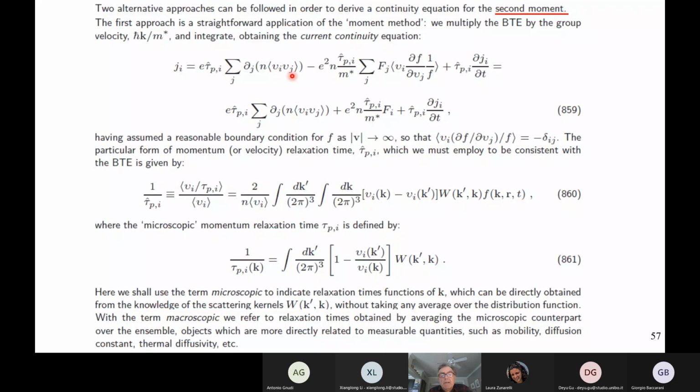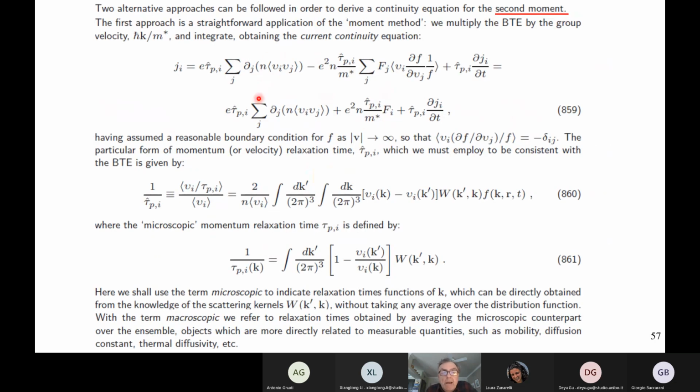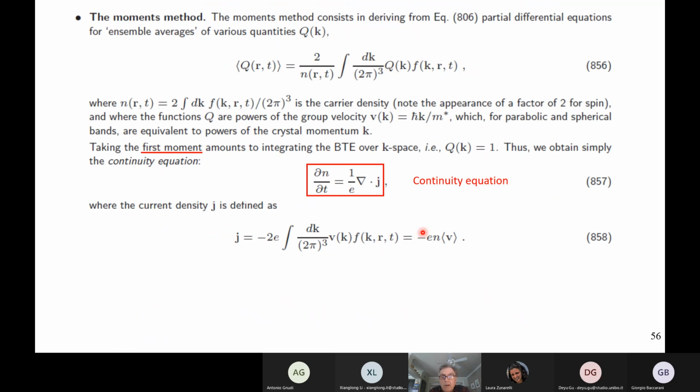The second moment, there are two different ways in which one can derive it. The first one is just a straightforward application of the moment method. So rather than multiplying by k, I multiply by the velocity, h bar k over m star. And I get this expression over here, where this momentum relaxation time is expressed in this way. This is the momentum relaxation rate, which is what I get by integrating the collisional integral with the velocity.